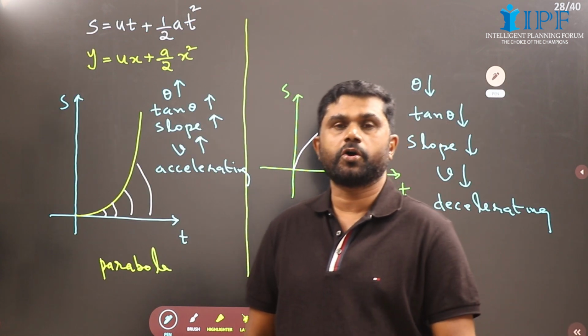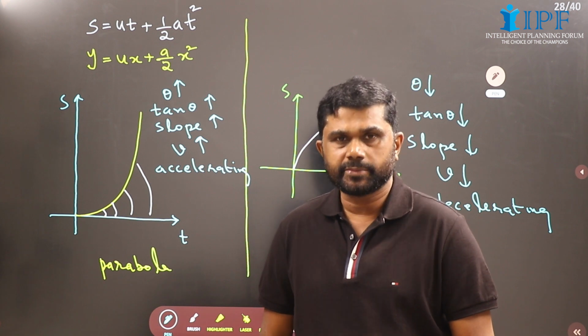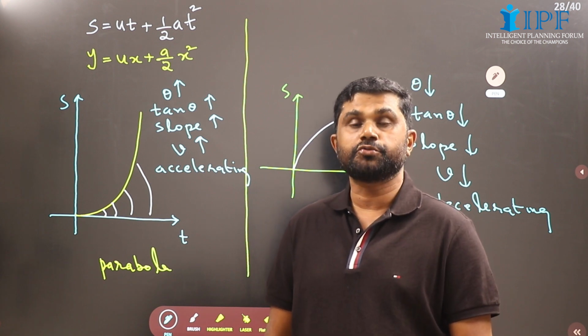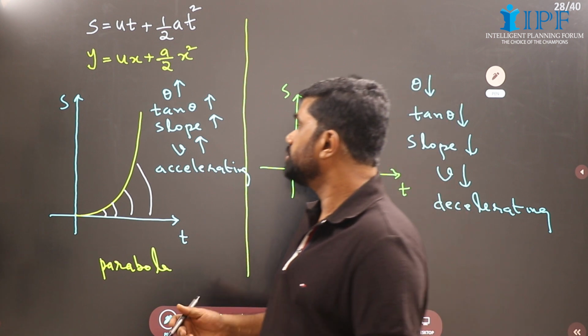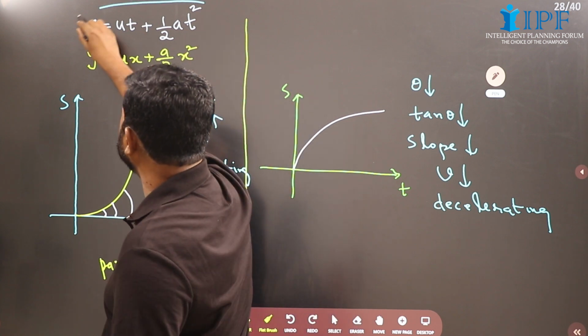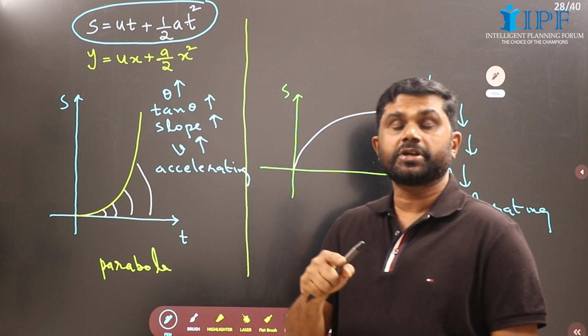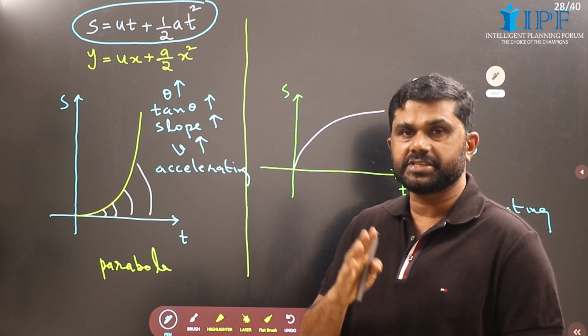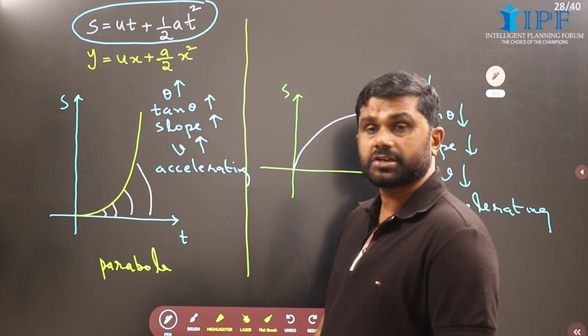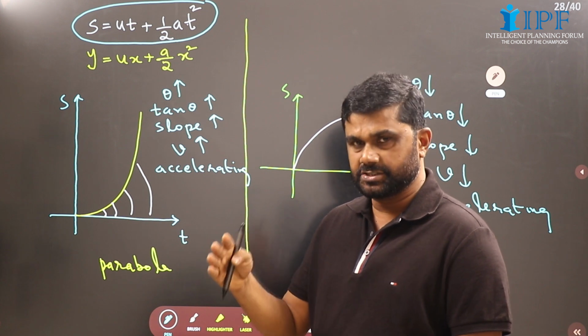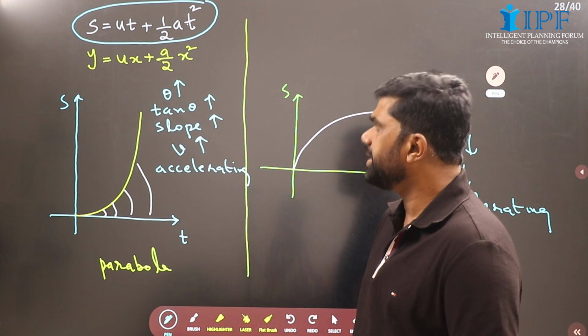Now see, let us plot the displacement time graph of a body in uniformly accelerated motion. So this is the equation that we have to plot: s equal to ut plus half at square. S is the quantity to be plotted along the y-axis, so replace that s by y, and t is the quantity to be plotted along the x-axis, then replace t by x.